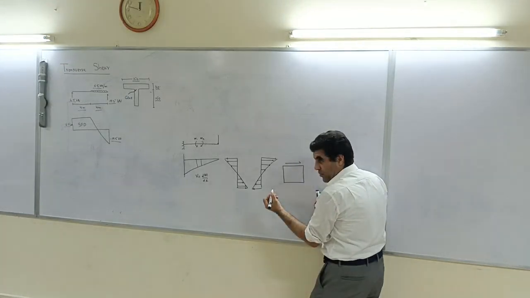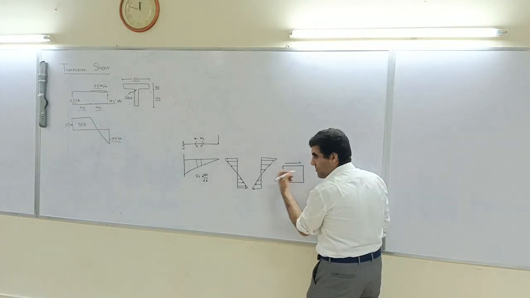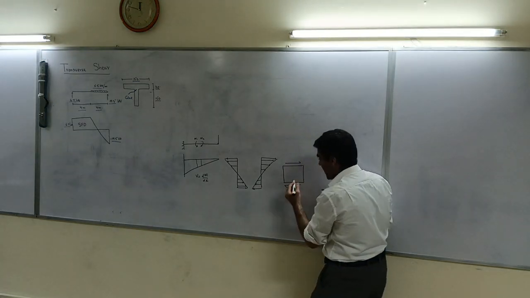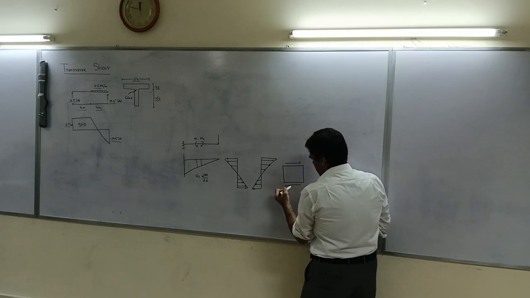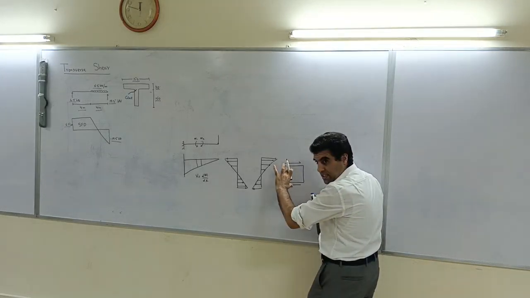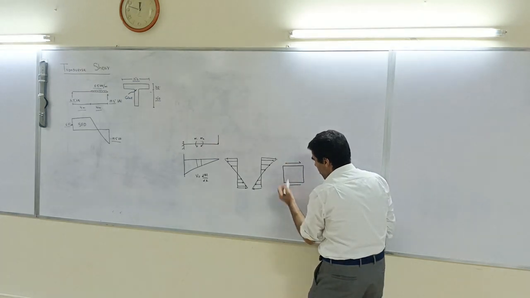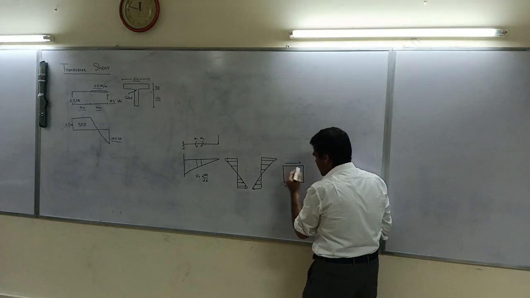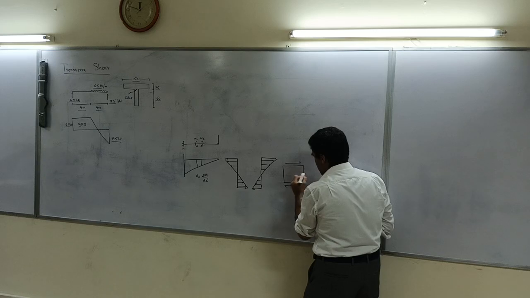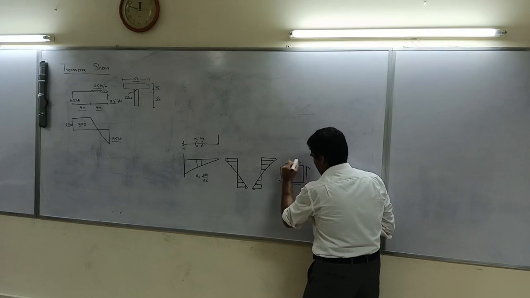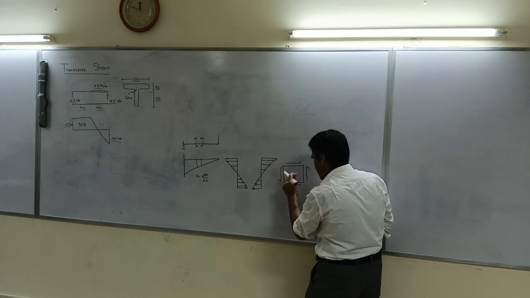In order to satisfy equilibrium, summation of Fx must be equal to 0, so you will have another shear force which will be in this direction. And now these are horizontal. These horizontal forces both cause a couple. So this couple must be counteracted by another force which is in this direction. Okay, and that is actually this.